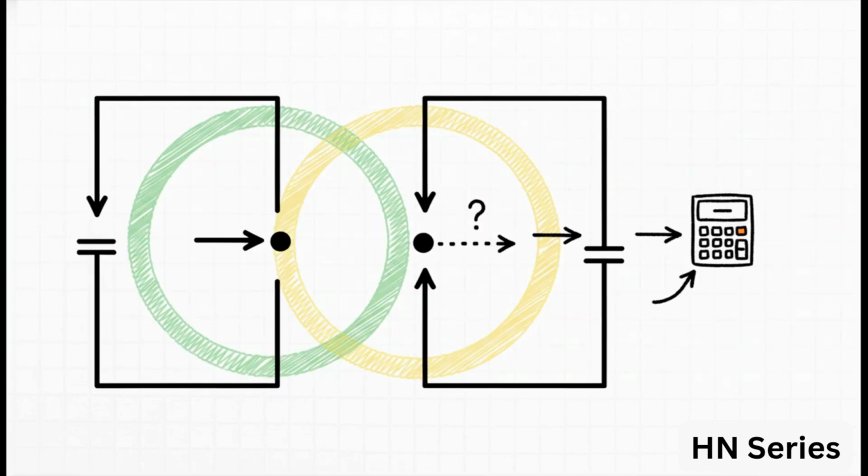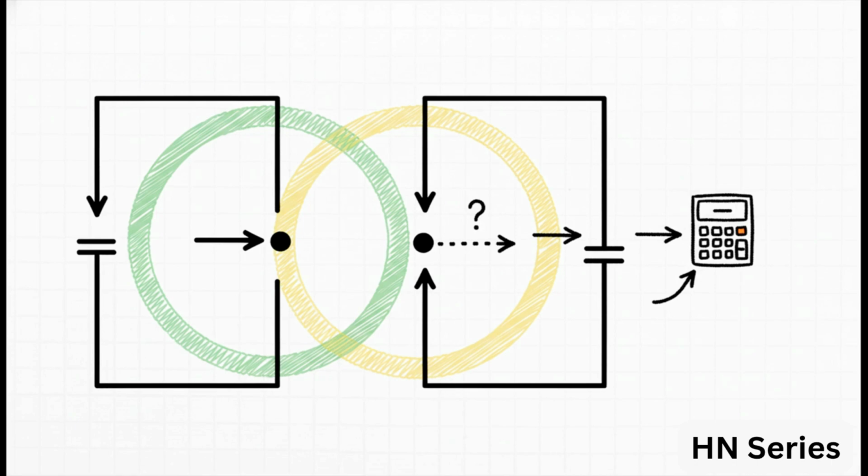Step 1, find the junctions. These are just the points where the wires split. So we've got one here and one here. Then we need to pick our loops. We need to make sure every part of the circuit is in at least one loop. So let's take this one on the left and this one on the right. Perfect. Step 2, assign directions to the currents.